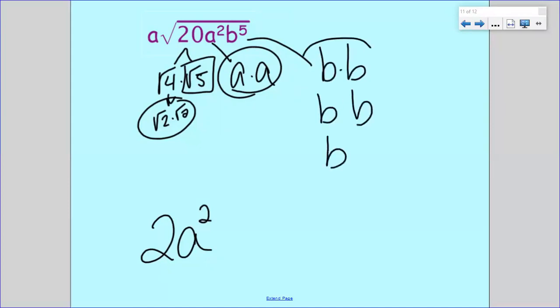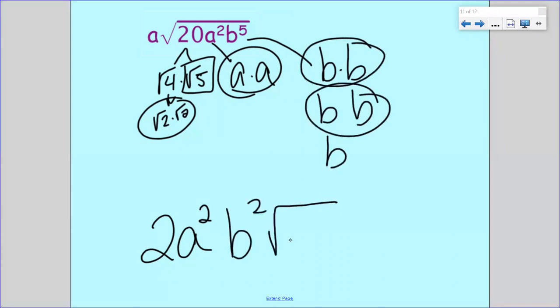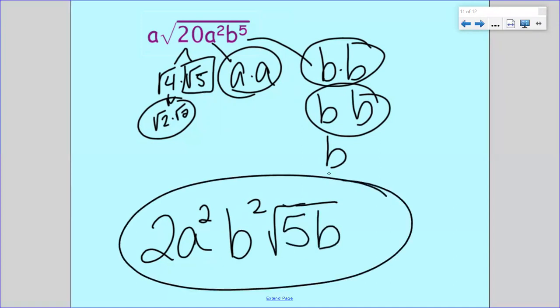5 b's, 1, 2 pairs. There's a b and there's a 5. Actually, I'll put the 5 first. So 5 and b. That's what's left over. So 2a squared, b squared, square root of 5b. That is how you do these, okay?